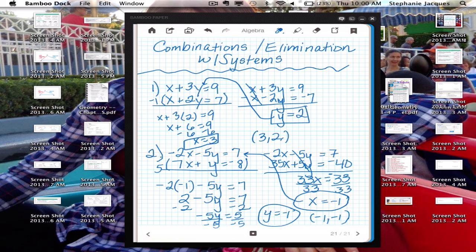So that's a start with combinations and elimination. You can call it either one with systems. We'll talk about it a little bit more on Monday night as well, but be ready with these notes when you come in on Monday.